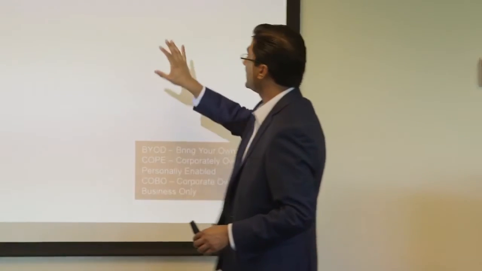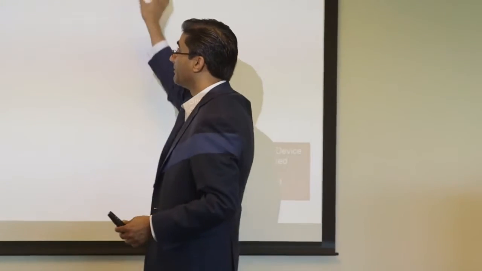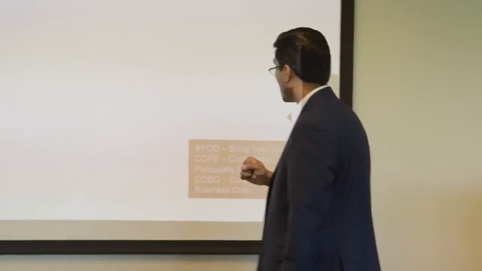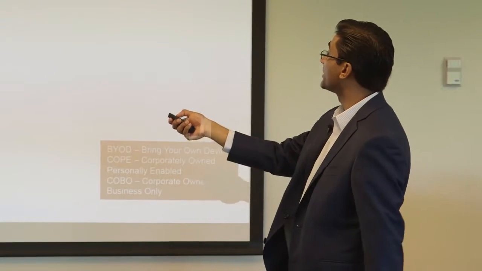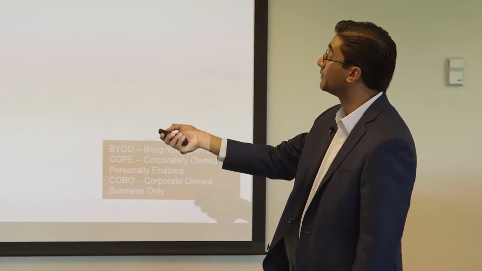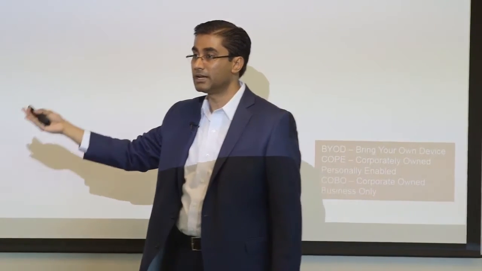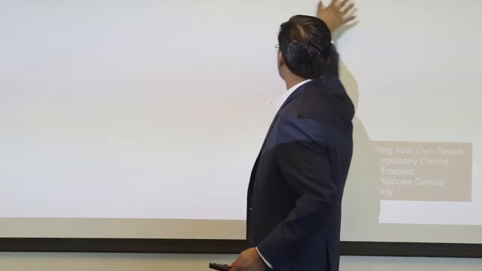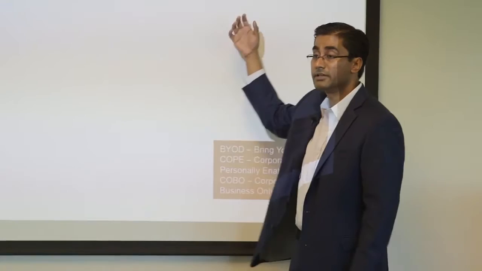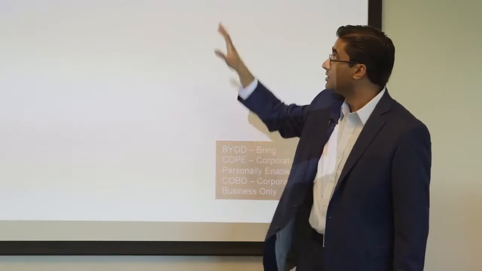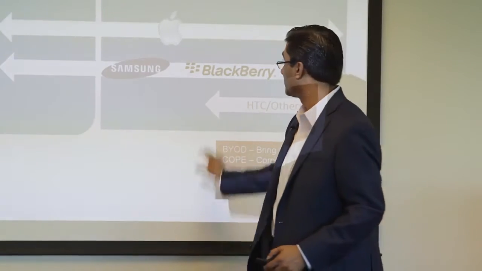Now, we can break them into personal-only devices, like your own personal phones, or BYOD, bring your own device, or COPE, which is corporate owned, personal enabled, or COBO, which is corporate owned, business only. COBO and COPE are basically corporate liable devices, which means the organization is paying for those devices, whereas personal phones or BYOD are essentially the individual's responsibility, right?